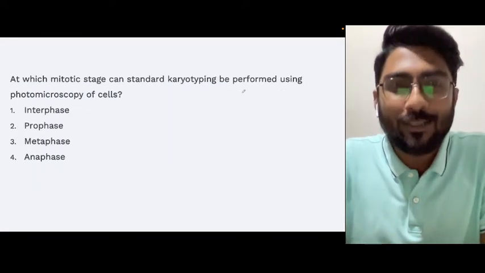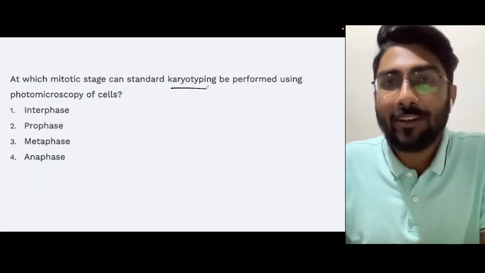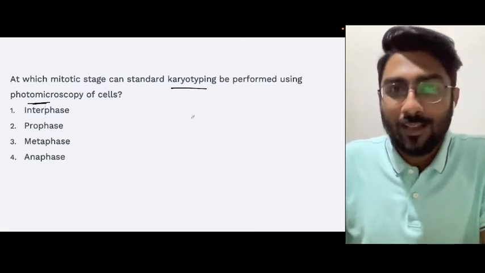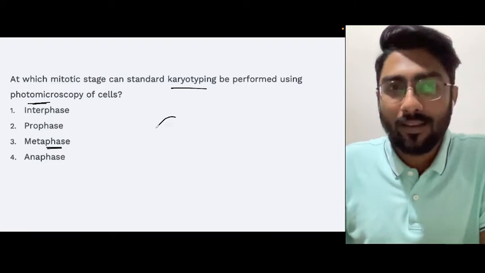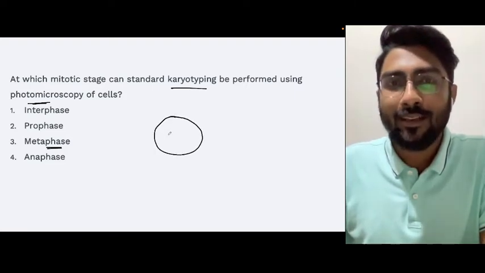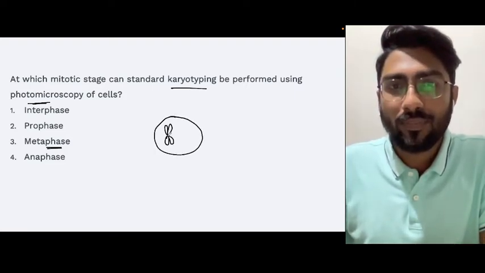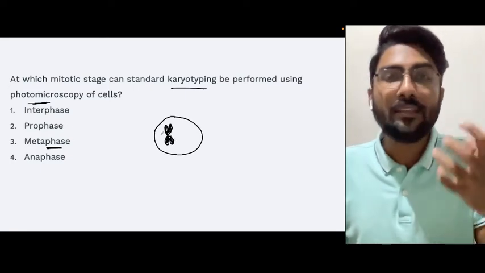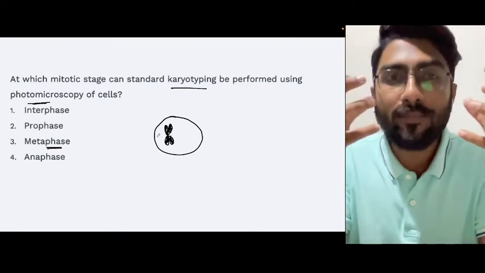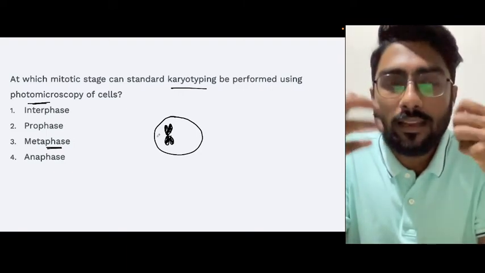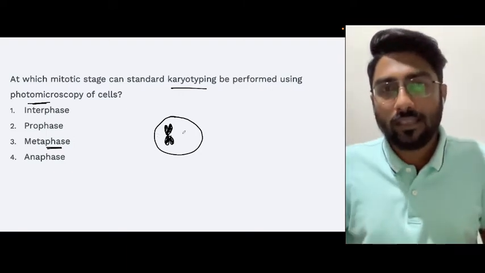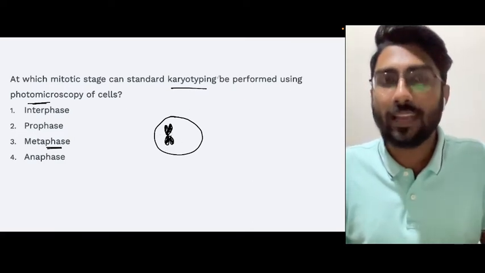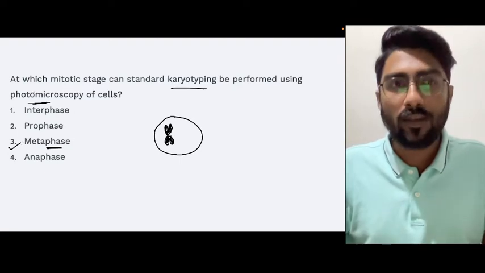Next, at which mitotic stage can standard karyotyping be performed using photomicroscopy of cells? So see, guys, in metaphase, you can see the metaphasic chromosomes. And if you are doing the banding, we can see the metaphasic chromosome in a very elegant way, right? So you see, the structure is very prominent and that is used for the karyotyping. So it will be metaphase because it's a photo microscope.